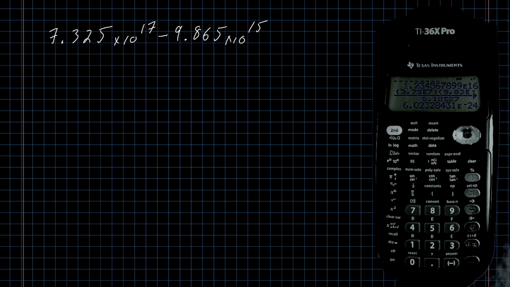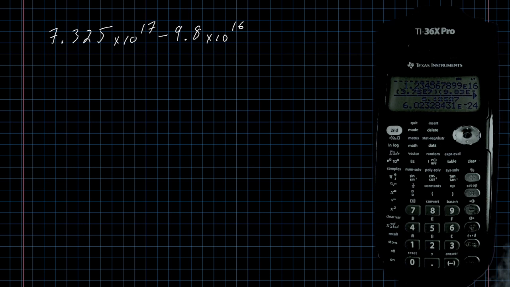Consider 7.325 times 10 to the 17 minus 9.865 times 10 to the 15. I'm sorry, I'm looking at the wrong problem. I jumped halfway through 2 problems. That's not the one I want to do. 7.325 times 10 to the 17 minus 9.8 times 10 to the 16.